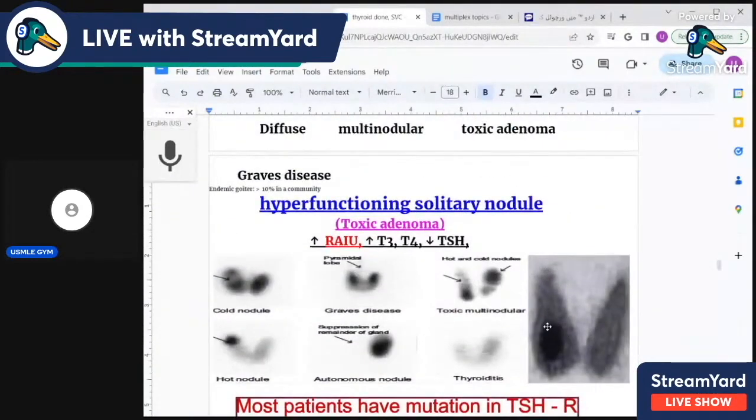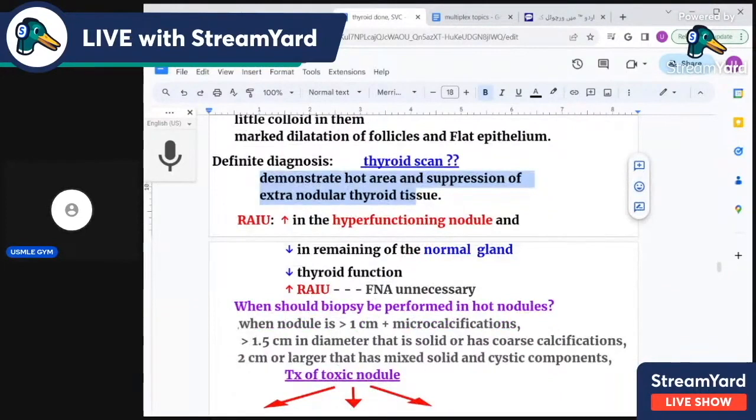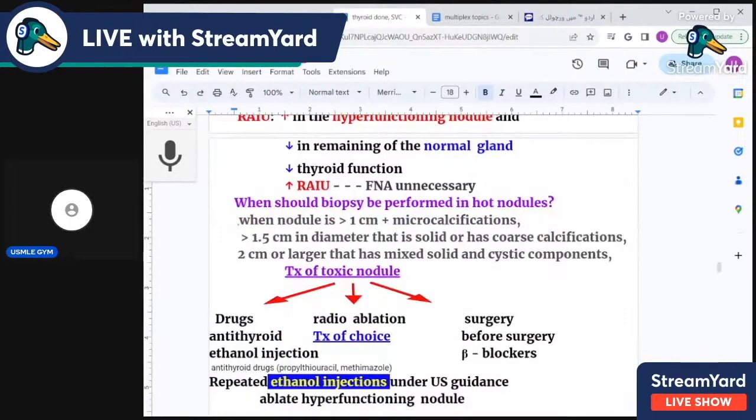Here, a hot nodule has increased radioactive iodine uptake and the remainder of the gland takes less. So radioactive iodine uptake is increased in the nodule and decreased in the remainder, and the thyroid function is decreased. Radioactive iodine uptake makes the diagnosis, so FNA biopsy is unnecessary in a hot nodule because the chances of malignancy are very little, less than 5%, whereas chances of malignancy in a cold nodule are more, about 10%. And the ratio of benign to malignant nodules is 10:1.